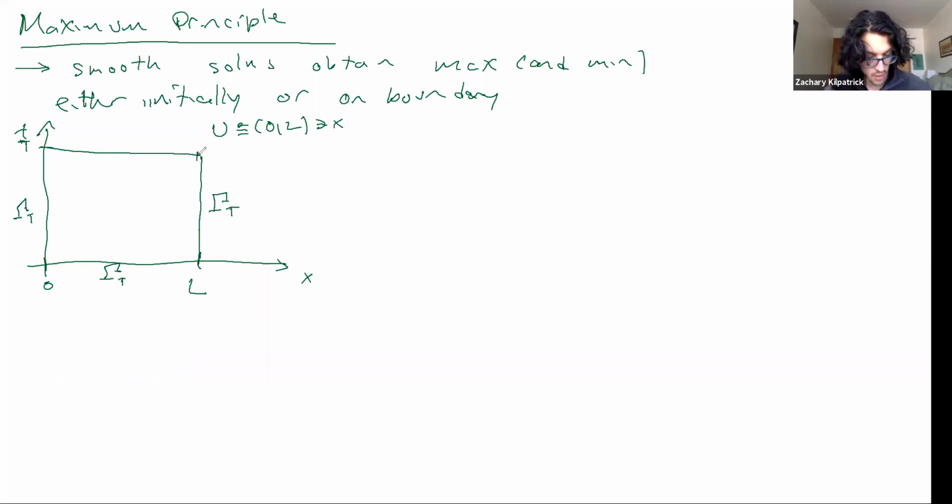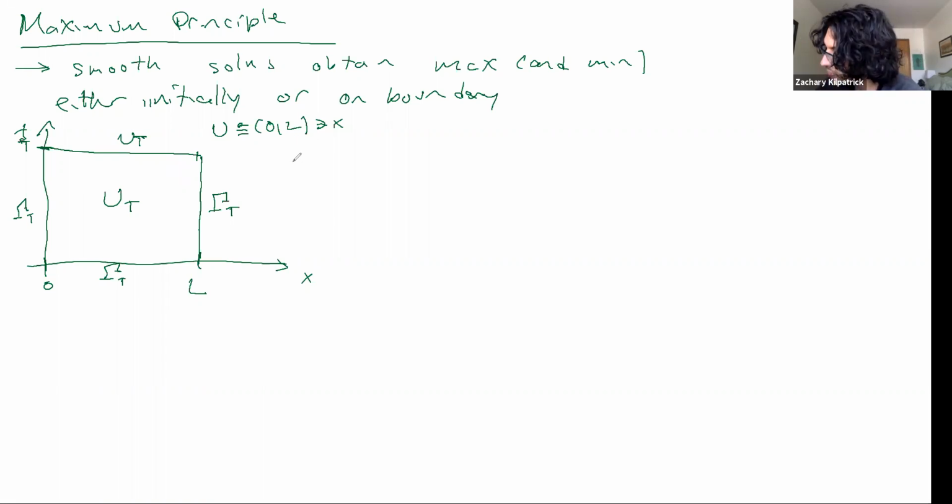And we'll call this line that occurs at t equals capital T and goes from 0 to L part of U sub t, and then the interior here will also be called a region U sub t. Okay, and we're going to need this notation for our proof.